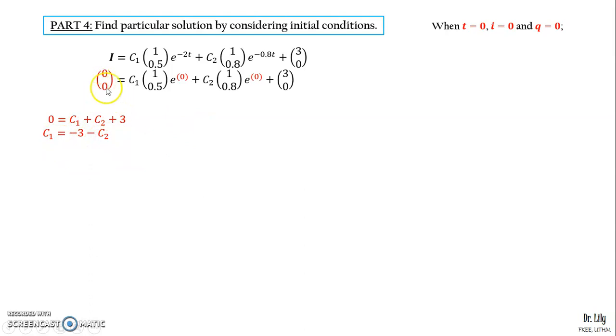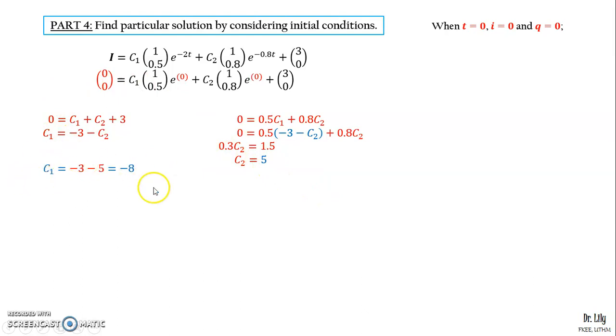Untuk row yang kedua, 0 equal to 0.5 C1 plus 0.8 C2. Okay, so, and then after that, daripada sini, C1 tu, you gantikan ke dalam sini. So, you pemudahkan persamaan, you solvekan, you akan dapat C2 is equal to 5. So, now you dah ada C1. Daripada C2 ni, masuk balik dalam ni, you akan dapat C1 equal to negative 8. Okay. So, you dah dapat C1 and you dapat C2, you boleh gantikan semula ke dalam general solution kita.